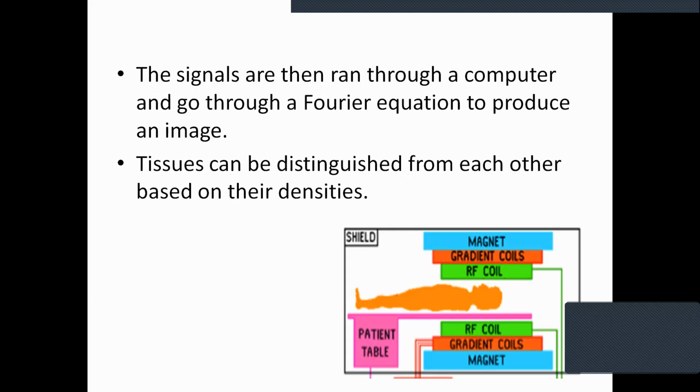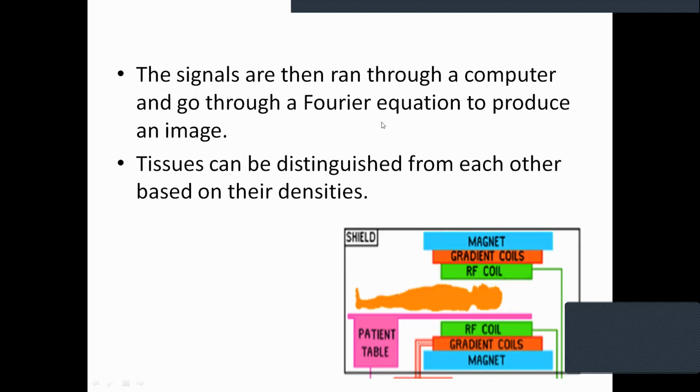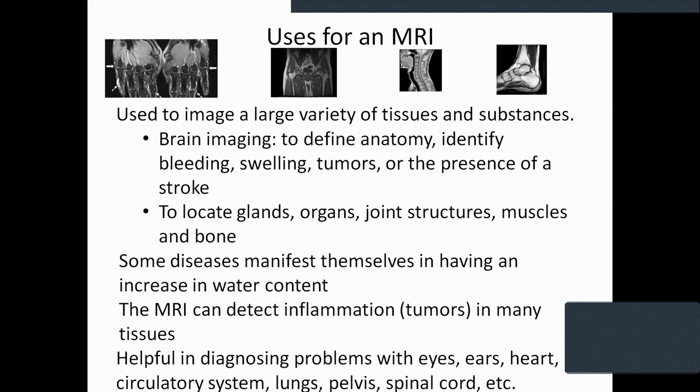So the Fourier equation is used to produce the image, which is one type of application in signal processing. Tissues can be distinguished from each other based upon the distance. At the top and bottom ends we have the magnet, gradient coils, and RF coils. When the rays are directed at the patient's body, reflections are produced by the body. Therefore the equivalent images are created on the film.